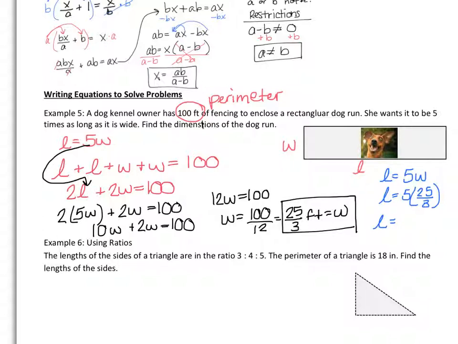5 times 25, if you have 5 quarters, you have $1.25 over 3. And we've got feet again. Okay, so what'd you say? It's 8.3 and 41.5 if you did decimals.